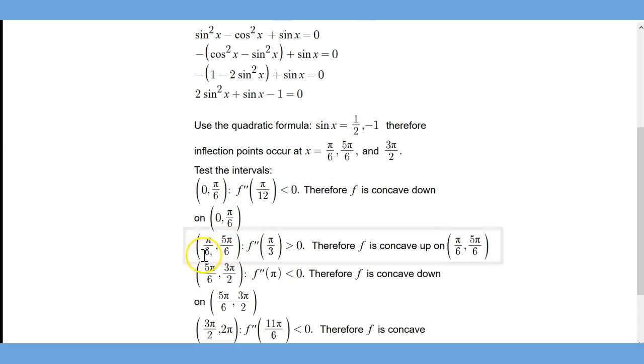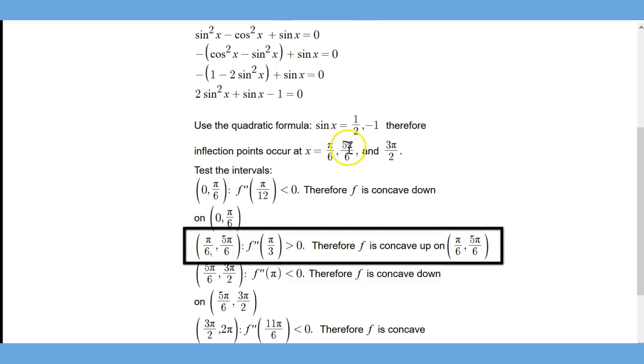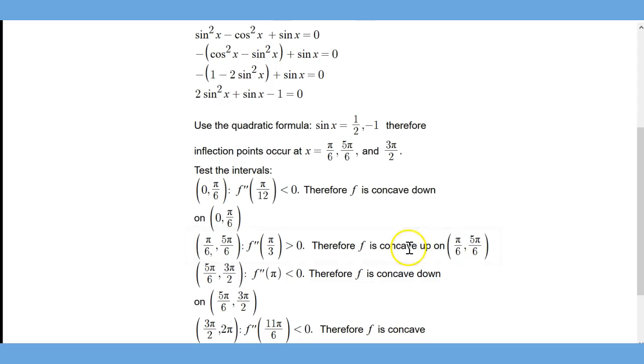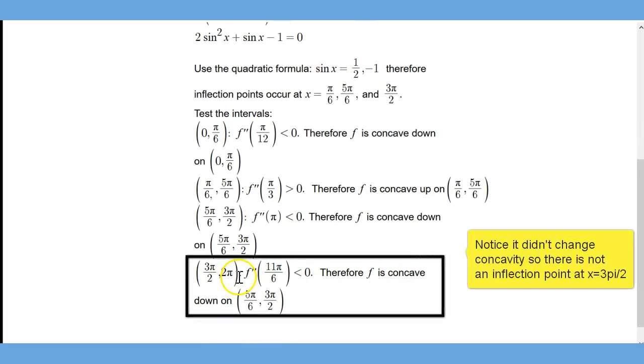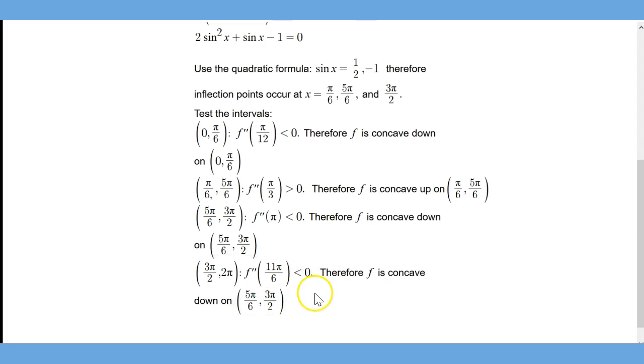Now I'll test a point in the next interval between pi over 6 and 5 pi over 6. I chose pi over 3, and that was greater than 0. Therefore, f is concave up between pi over 6 and 5 pi over 6. And then between 5 pi over 6 and 3 pi over 2, I choose pi, and the second derivative is less than 0 there, so it switches to concave down again. And then 3 pi over 2 to 2 pi, I chose 11 pi over 6, it's concave down there again.